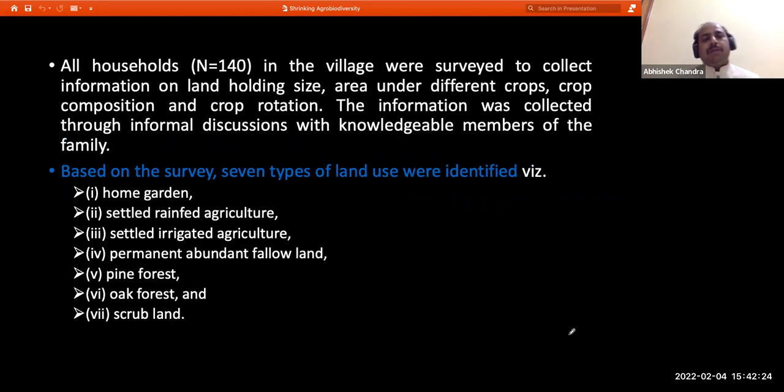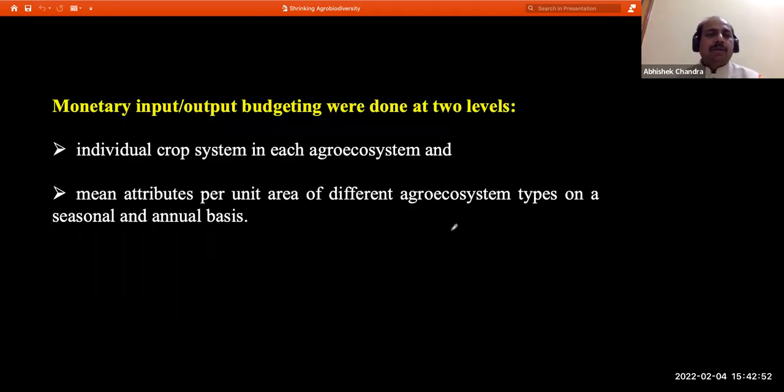So the case study which we selected is the Langasu village, which has home gardens. Based on the survey, seven types of land use were selected: home garden, settled rainfed agriculture, settled irrigated agriculture, permanent abandoned fallow period, pine, oak and scrubland, and analysis of the input monetary value.